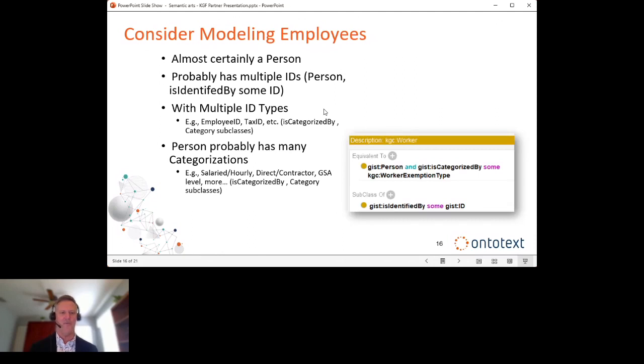So here's kind of an example. Maybe you say, okay, I'm going to create a worker class. I'm going to say that's a GIST person, and they're categorized by some worker exemption type. So my workers are always going to at least be a person and have some, are they exempt? Are they salaried? Are they not salaried? And this is saying anyone who's a worker is also something that's identified by at least one ID.